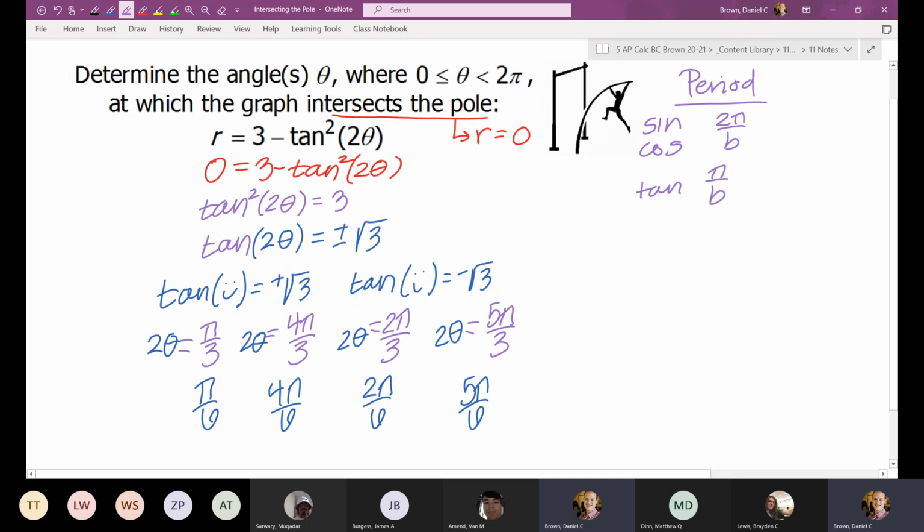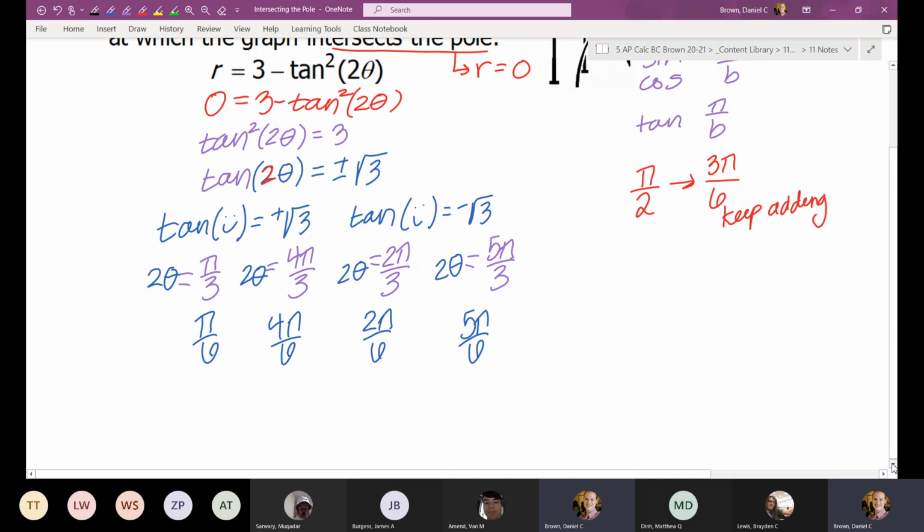So if I'm looking at this one to determine its period, it's tangent, so it would be pi over 2. The coefficient in front of theta would be 2. I'm going to think of this as something over 6, just to make the math a little bit easier. So of course, 3 pi over 6. And I'm going to basically keep adding the period until we get to something beyond 2 pi, and then we'll have all the solutions of where it's crossing the pole. So let's just go ahead and do that part now.